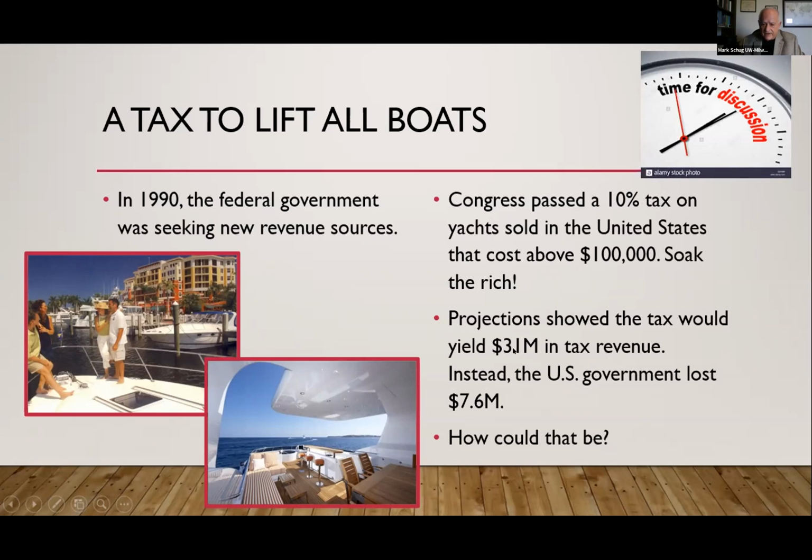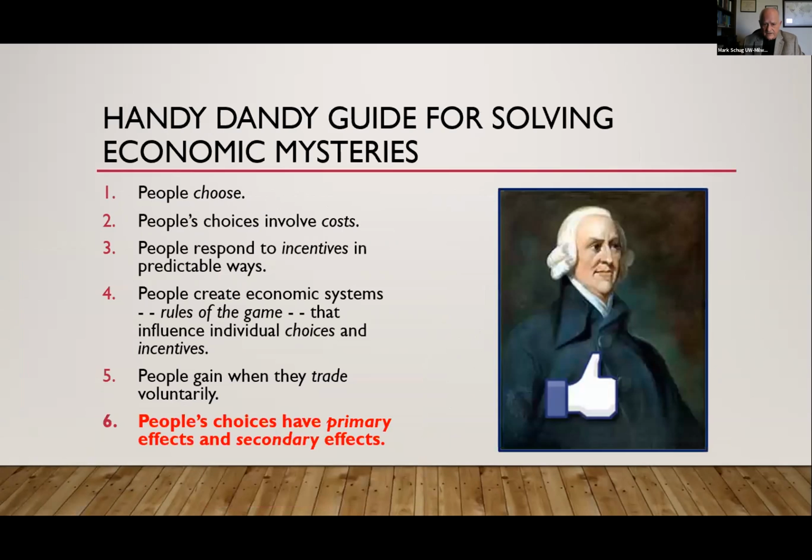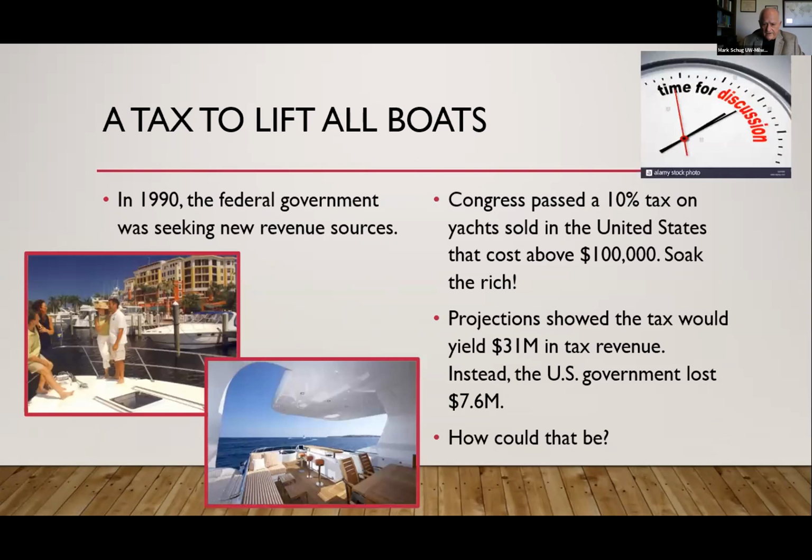They projected they would get 31 million in tax revenue. Instead, the US government on net lost 7.6 million. Now, how could that be? Let's open it up real quick for chat. These are our principles. Not only did we not make the 31 million, we actually lost 7.6 million in overall federal revenue.